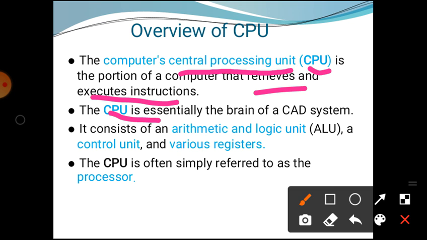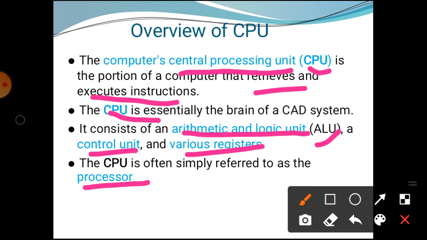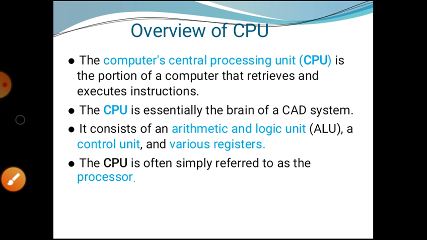It consists of three main blocks: the arithmetic and logic unit, which we can simply call the ALU, the control unit, and various registers. The register unit is for storage, so it is nothing but the memory unit. A CPU is often simply referred to as a processor. Simply we can say that the CPU is one type of processor. This is the overview of the CPU.